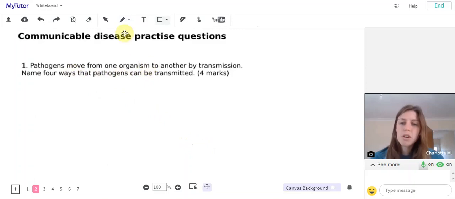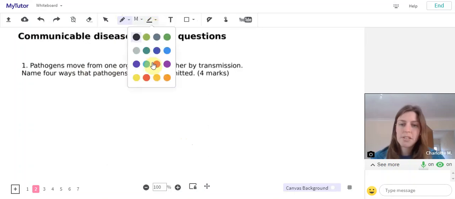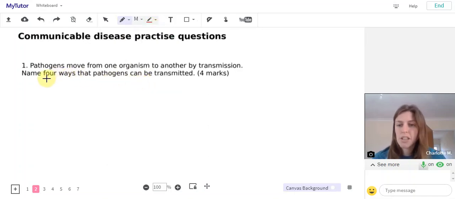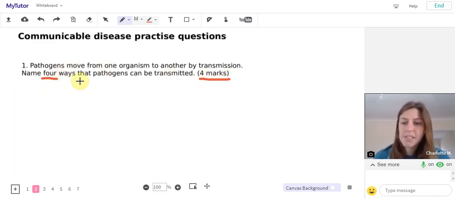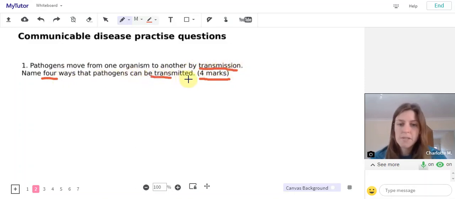Pathogens move from one organism to another by transmission. Name four ways that pathogens can be transmitted. So if we underline the keywords, we know we need to name four ways and it's for four marks. So this is quite a simple listing question. And they want ways that pathogens can be transmitted.